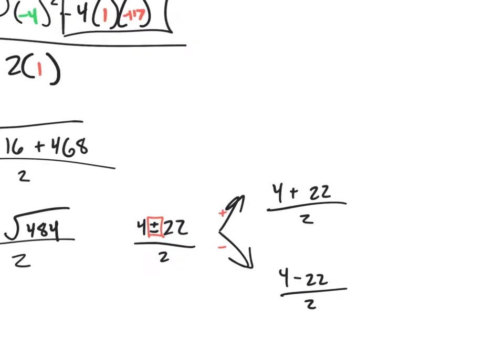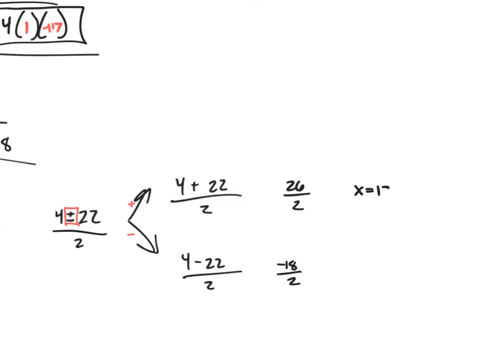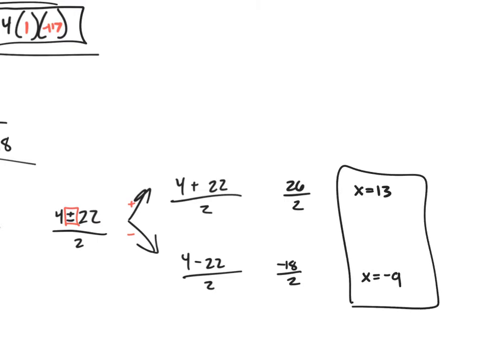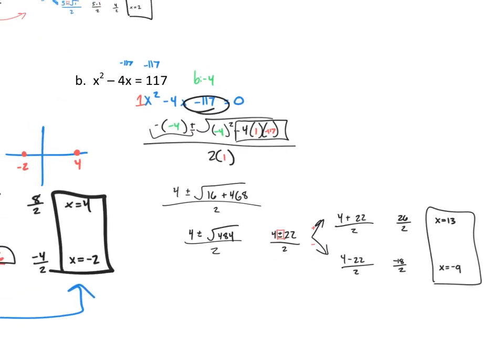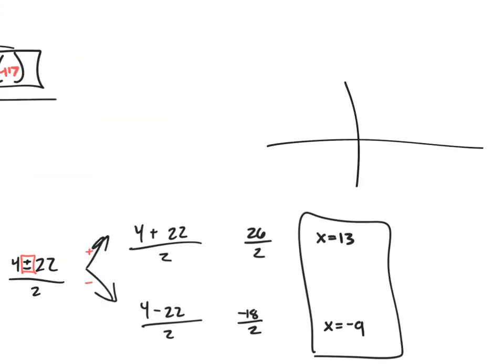We do the numerators first, so we'll have a 26 over 2. This one gives us a negative 18 over 2. So we'll get that x is 13, and we'll get that x is equal to negative 9. And those are the two x-intercepts. Those might have been harder to find by factoring because negative 117 is such a large number, and we're not familiar with the factors, but that's what's nice about the quadratic formula, is that it will solve any quadratic. It'll tell us where we're crossing the x-axis, no matter how big or small those numbers are.